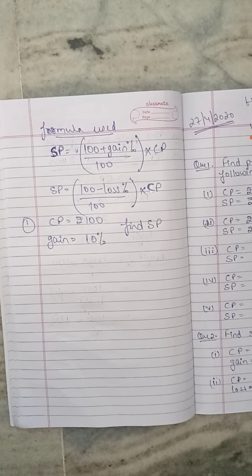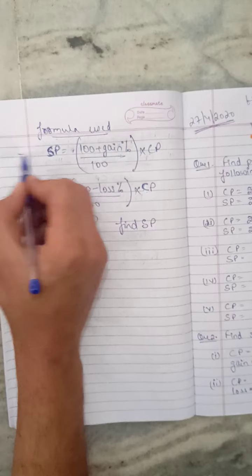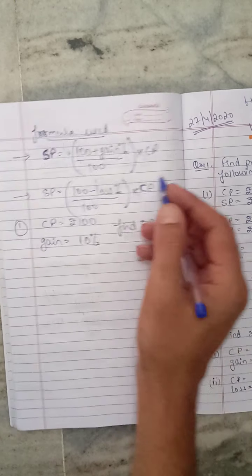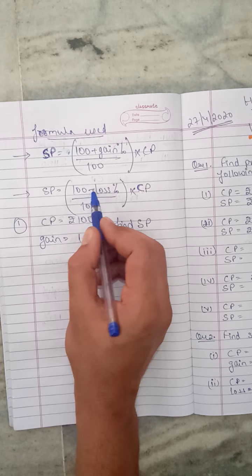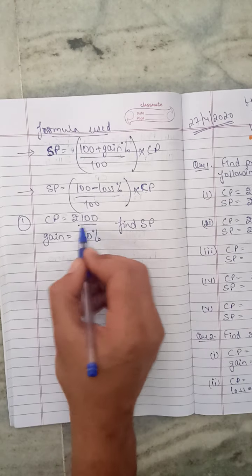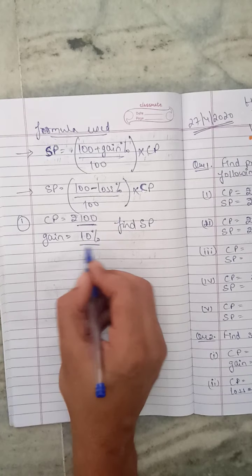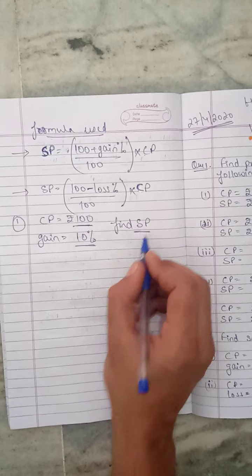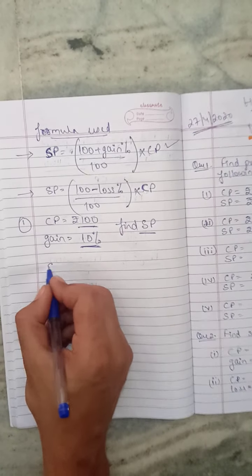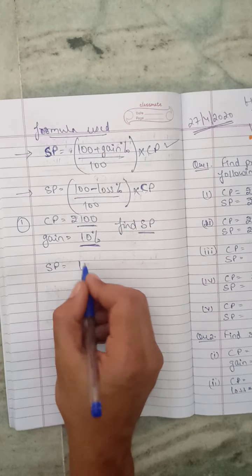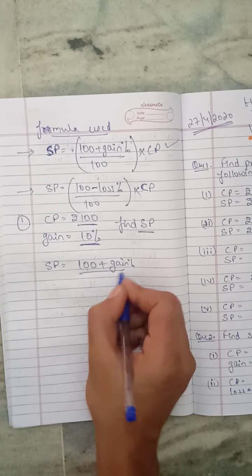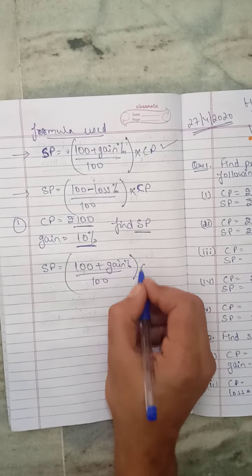Now in the next kind of question, we are going to use these two formulas. SP is equal to 100 plus gain percent upon 100 into CP. In the same way, if loss is there, we will use minus sign. So in these kind of questions, CP is given, gain is given 10%, we have to find SP. In case of gain, which formula will be used? The first formula. So SP is equal to 100 plus gain percent upon 100 into CP.